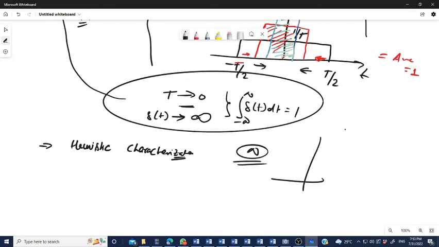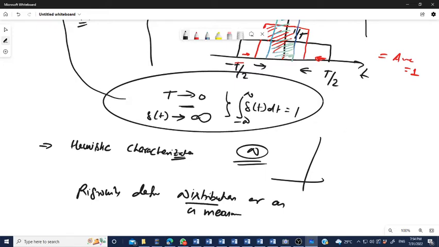Okay, so the Dirac delta function can be rigorously defined, either as a distribution or as a measure. It is very, very important, right? Distribution or a measure.